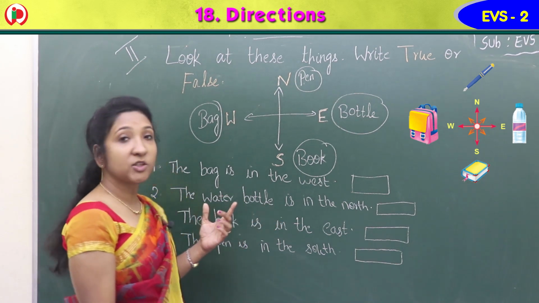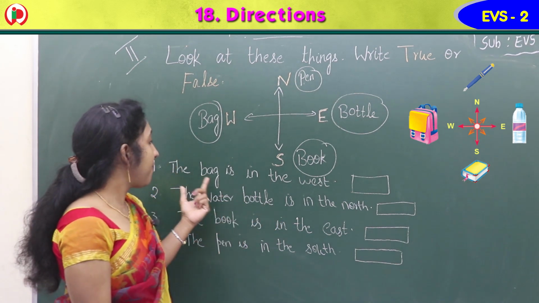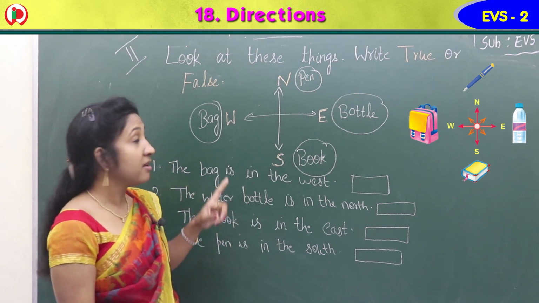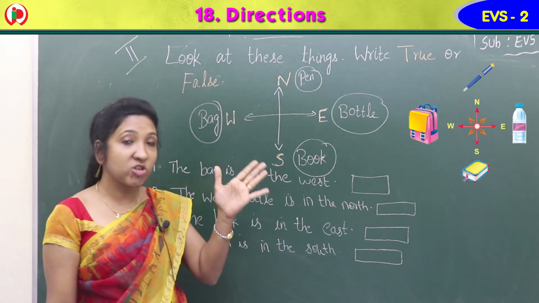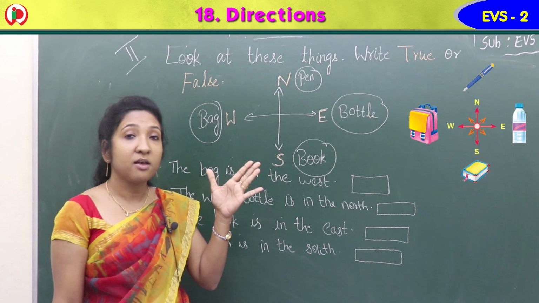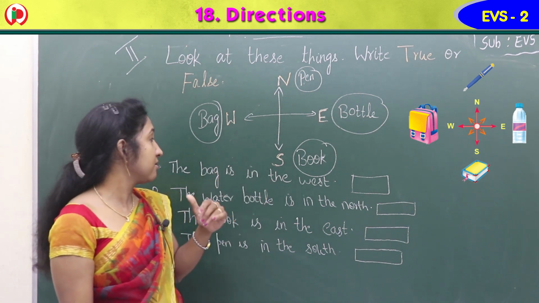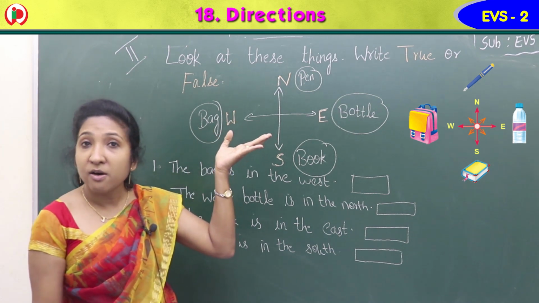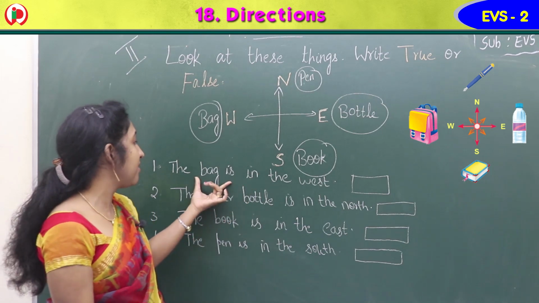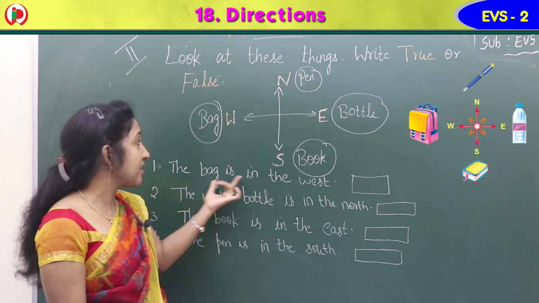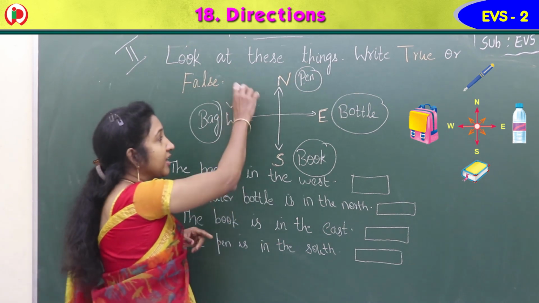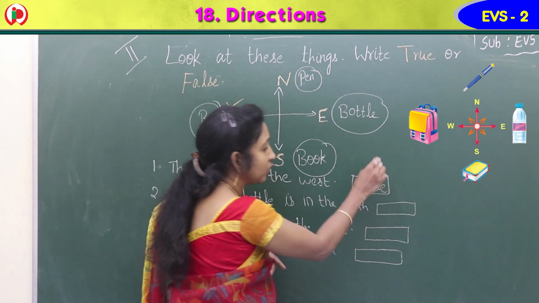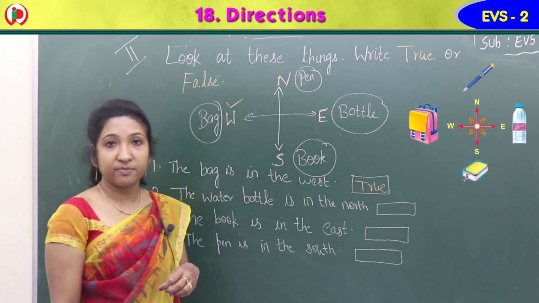Okay, so the first question is, the bag is in the west. Is it true or false? Where is the bag? In the picture given, with the directions, there you see where is the bag. Bag is in which direction, children? Yes, it is in the west direction only. So the given statement is true or false? The bag is in the west. Bag is in the west only, right? Yes, so you can write true there. T-R-U-E, true. Bag is in the west.